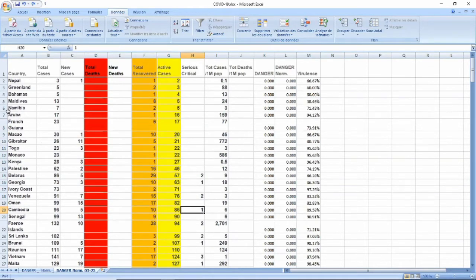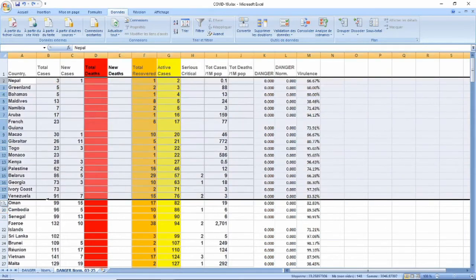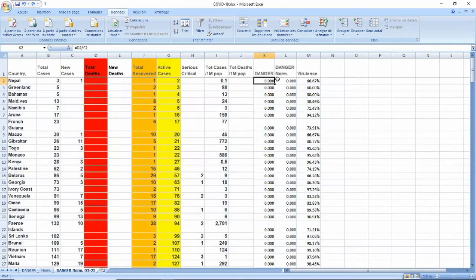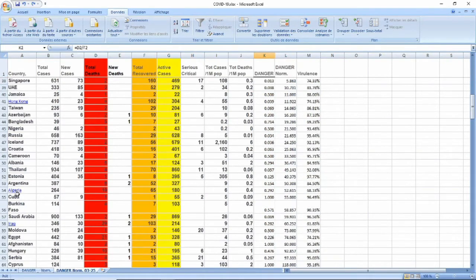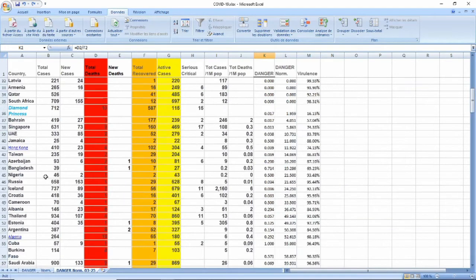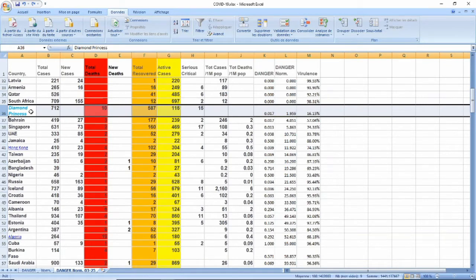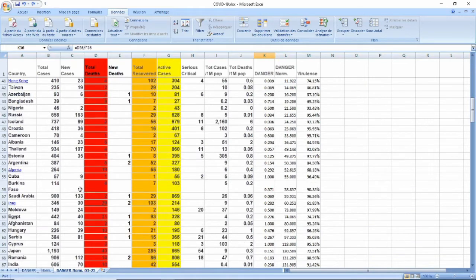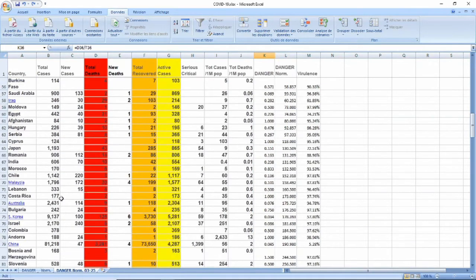And how do they stand? Well, once again, we have a whole bunch of countries where we have no deaths on record. So, ratio of 0, normalized danger of 0, of course. And let's see, things start to get a little meaningful right here. Our good Diamond Princess ship, still a very low ratio. What is there to say?